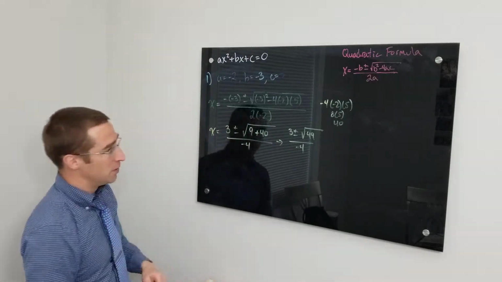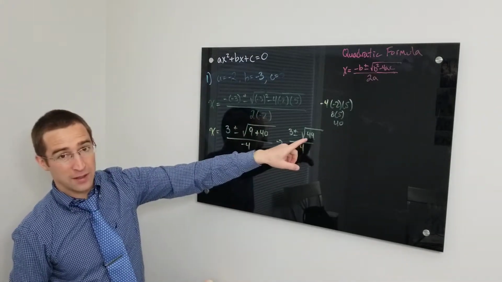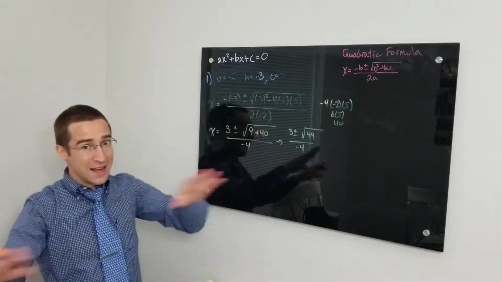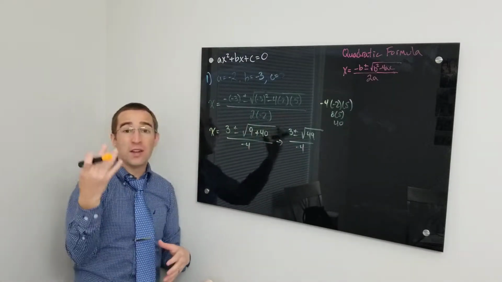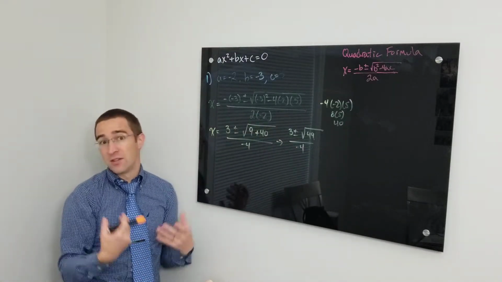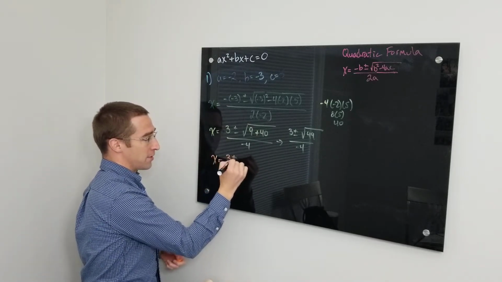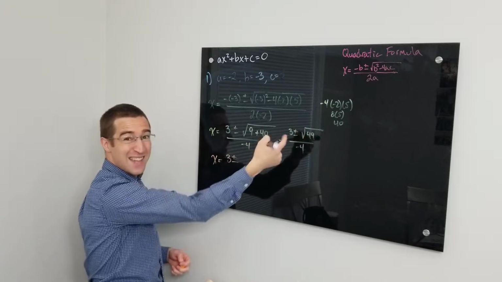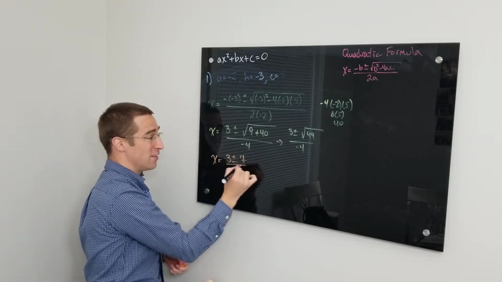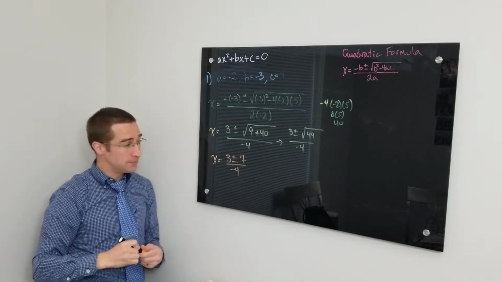What we want to do is we're going to square root that 49. So remember, square root is not divide by 2. It's saying what number times itself gives us 49. So here I get x equals 3 plus or minus the square root of 49 is 7. So we're going to go 7 over negative 4.